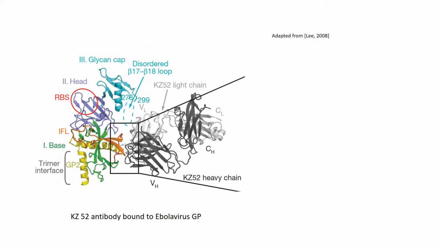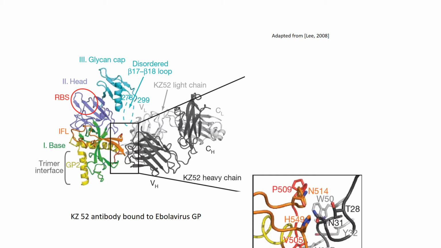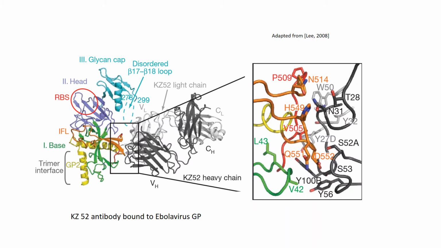In the black box, we see the chemical side chain interactions between the KZ52 antibody and residues on both GP1, represented in green, and GP2, represented in yellow. The residues interact through both van der Waals and hydrogen bonding, with 15 interactions in total, such as this interaction between asparagine on the glycoprotein and tryptophan on the antibody.